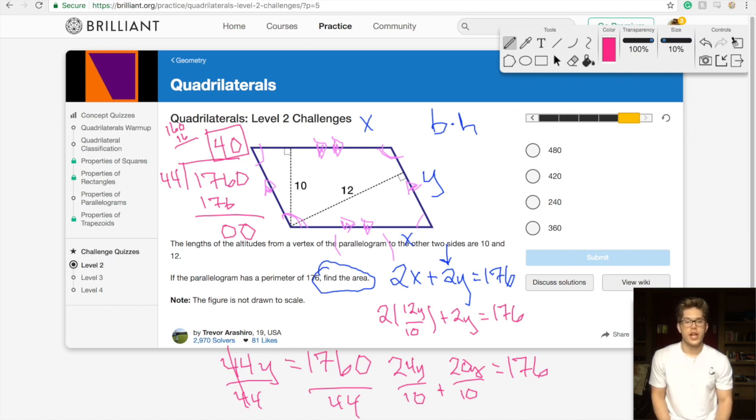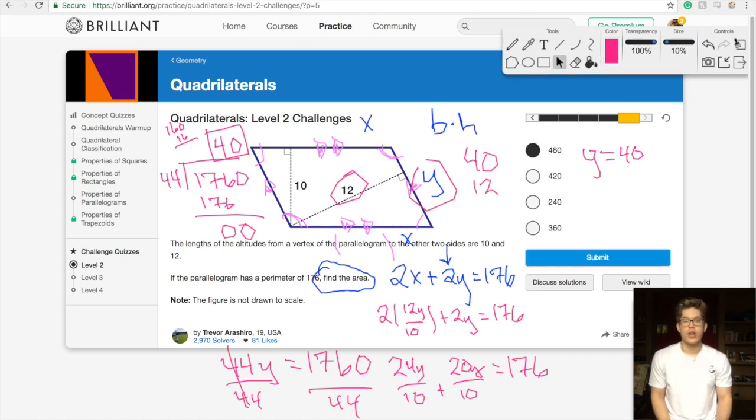And what is our area? Well, our area is y times 12, base times height. So 40 times 12 is 480. Excellent. So this was that last problem. This was some quadrilateral problems.